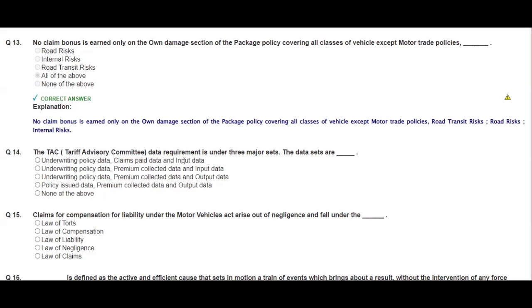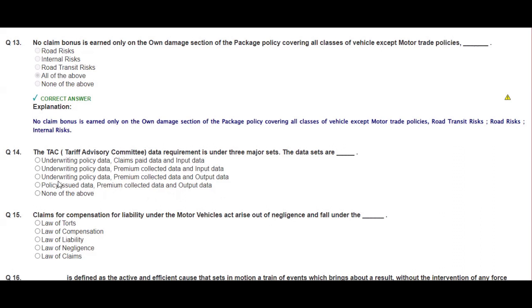The Tariff Advisory Committee data requirement is under three major sets. The data sets are, you will know, underwriting policy data, claims paid data and input data. Underwriting policy data, premium collected data and input data. Underwriting policy data, premium collected data and output data.